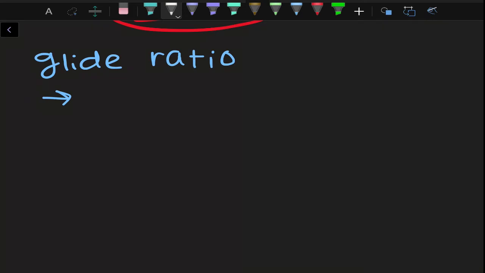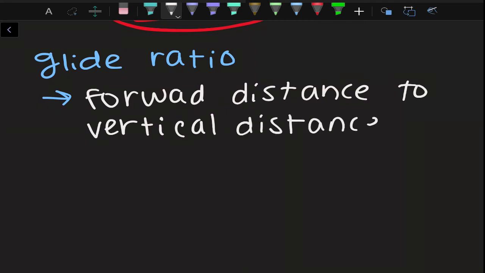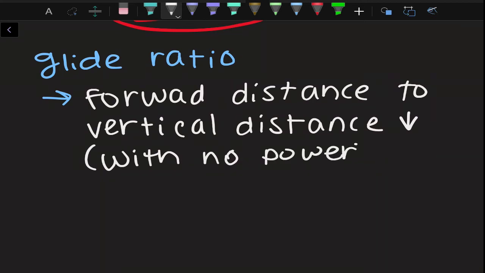And this is the ratio of the forward distance traveled to the vertical distance descended when an aircraft is operating without power. So again, forward distance to vertical distance descended. I'm going to put a down arrow, and this is in brackets with no power. So without power. Okay?